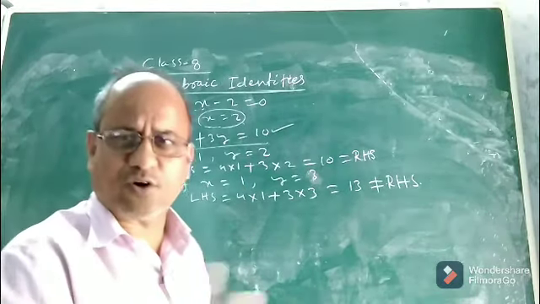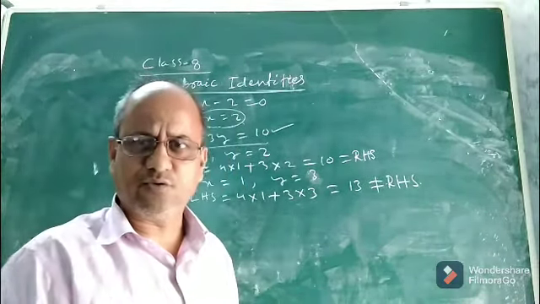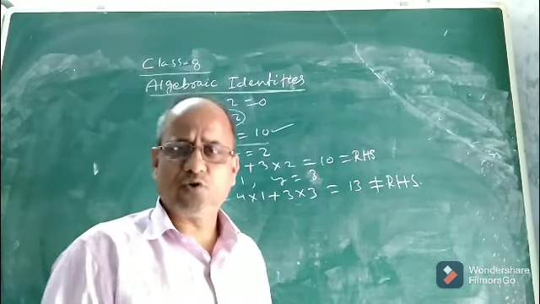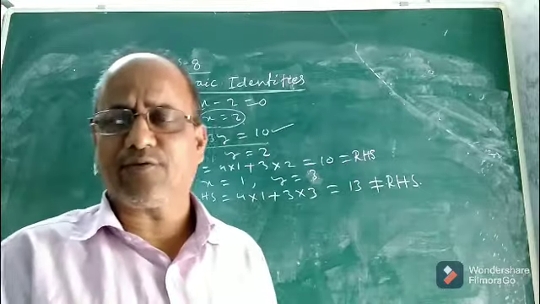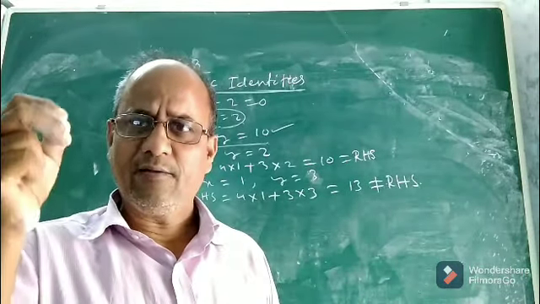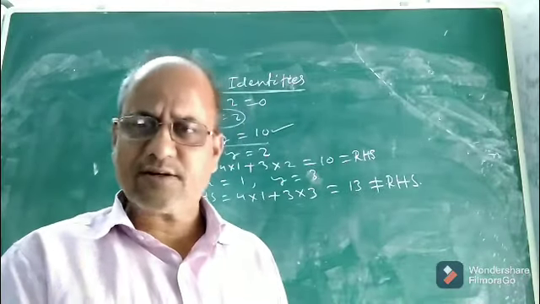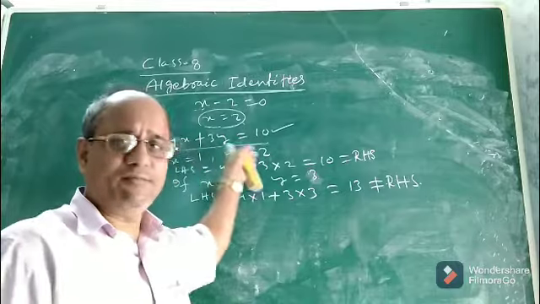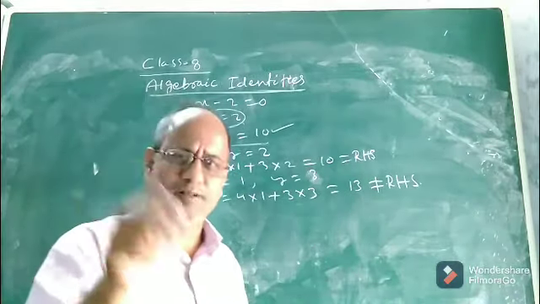For all values it is not true. It is true for certain values. Okay, so we call this an equation. So what is an equation? It is a statement of equality between two expressions which is true for a fixed number or certain values of the variables present in the equation.